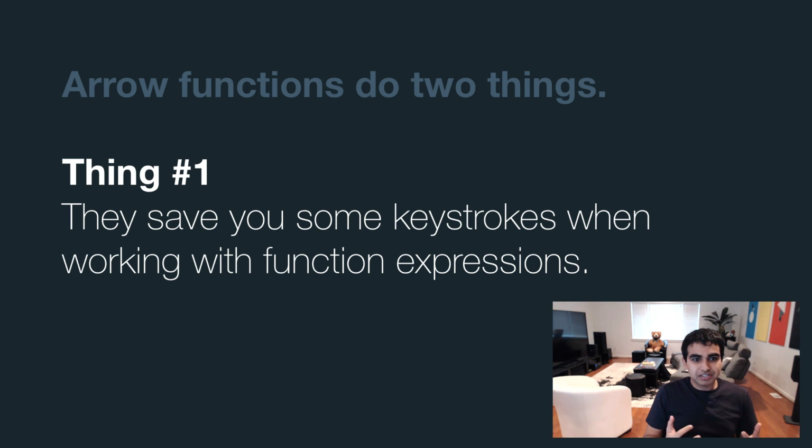So arrow functions, they do two things. They solve two big problems that developers have been complaining about. So the first thing they solve is this. They save you some keystrokes when working with function expressions. Now, you're probably in one of two camps. You're probably, what is a function expression? Or you're like, I never had any problems writing function expressions. Don't worry, we'll look at the code for it and you'll see which camp you fall into.